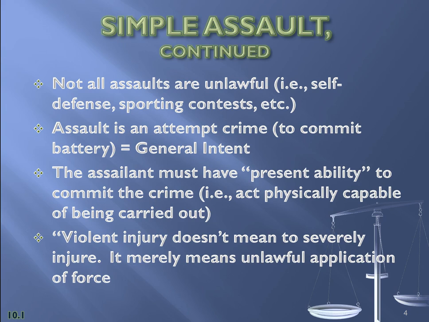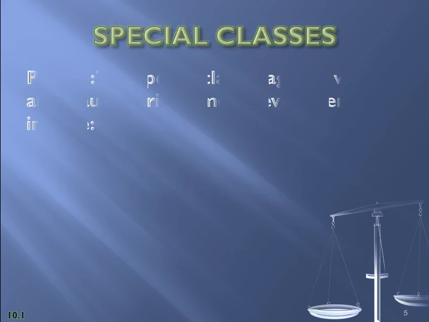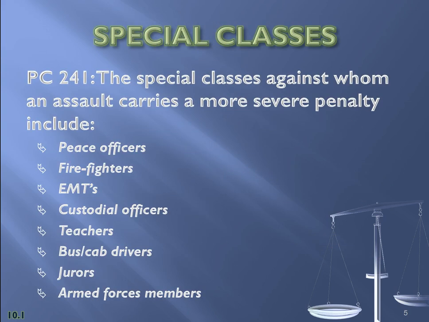The assailant or the suspect must have present ability to commit the crime, meaning that they're physically capable of carrying out this crime. And violent injury doesn't mean to severely injure, it merely means the unlawful application of force. So what about those special classes that we talked about?